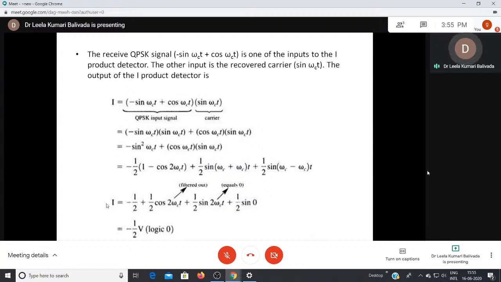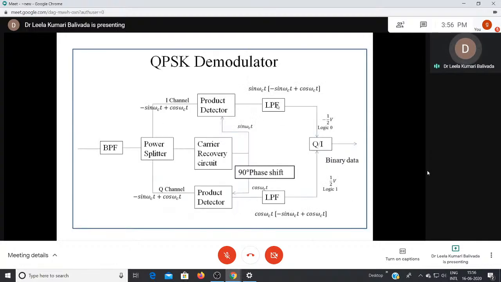So at the I channel product modulator, the output of the I channel product modulator is minus 1 by 2 plus 1 by 2 cos 2 omega Ct plus 1 by 2 sin 2 omega Ct plus 1 by 2 sin 0. So this becomes 0, and these two terms are double frequency components, and these double frequency components will be suppressed when they are passed through the low pass filter.